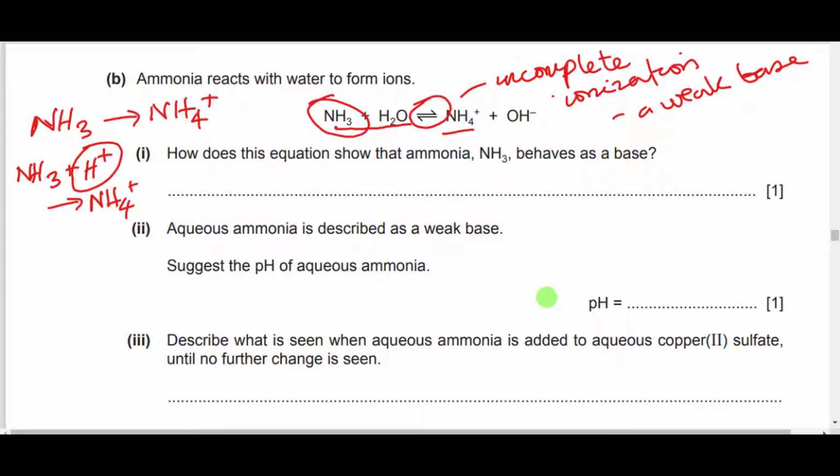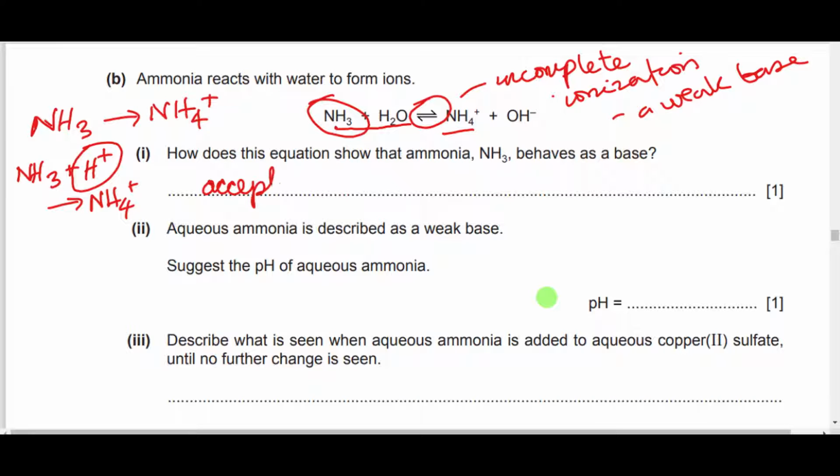So if this is an acid and ammonia is a base, right? It means that ammonia as a base accepts a proton from the acid, is it not? So you know that water is acting as an acid there, while ammonia is acting as a base. So how does ammonia behave as a base?